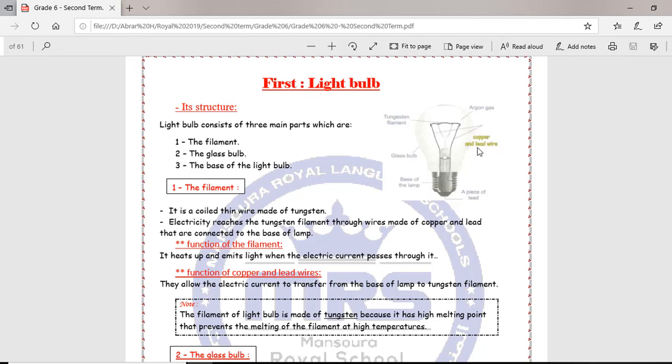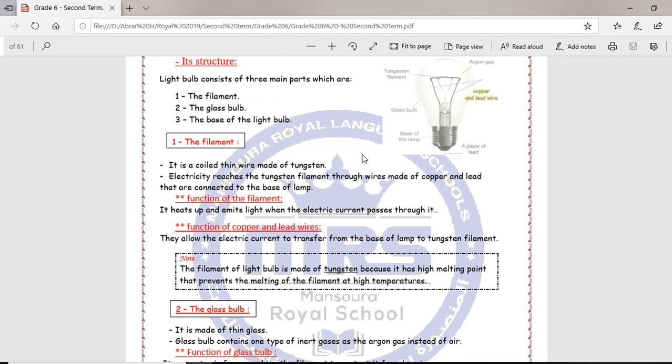What is the structure of the light bulb? We find out that the light bulb consists of three main parts, which are the filament, the glass bulb, and the base of the light bulb. Let's talk first about the filament. The filament is a coiled thin wire made of tungsten.